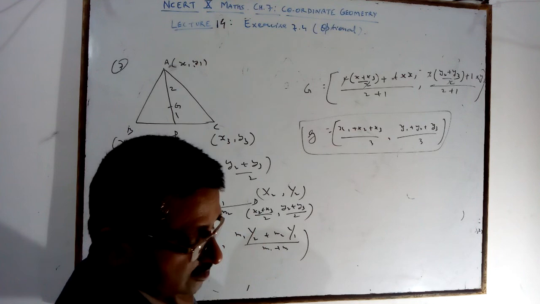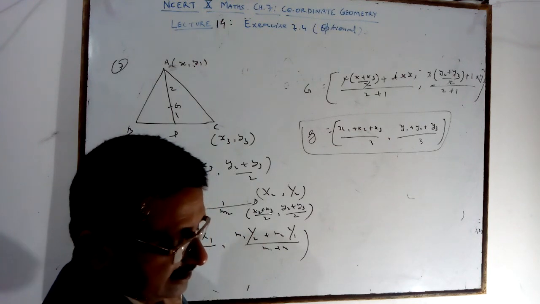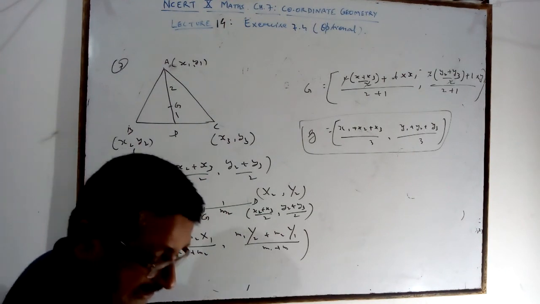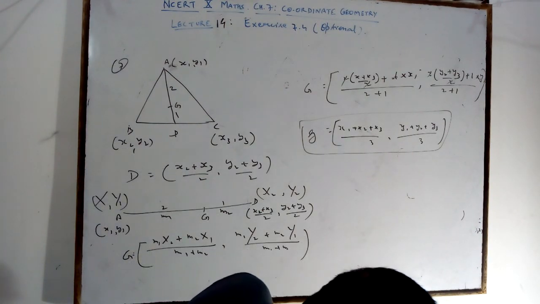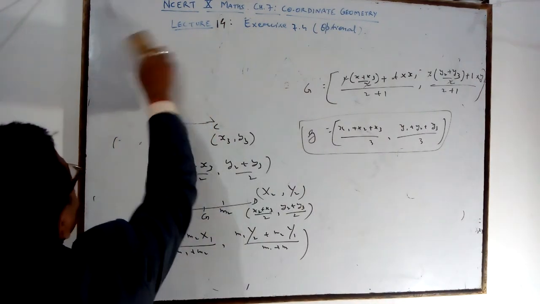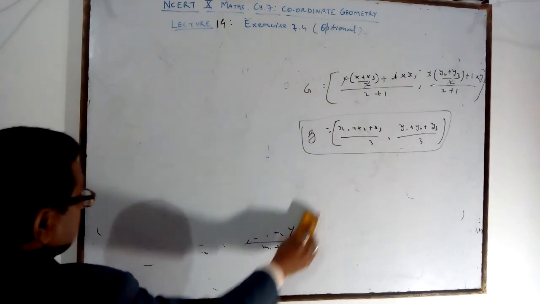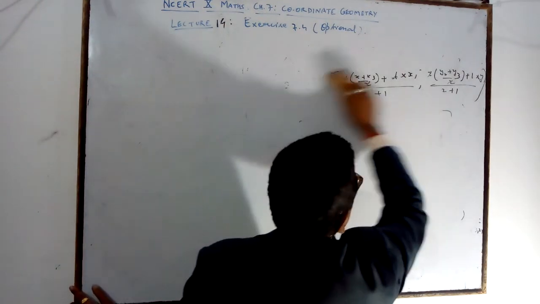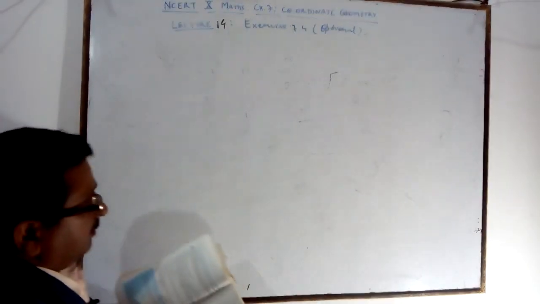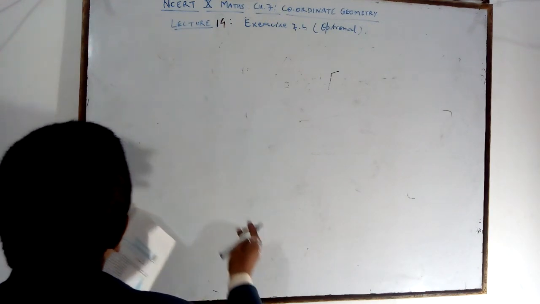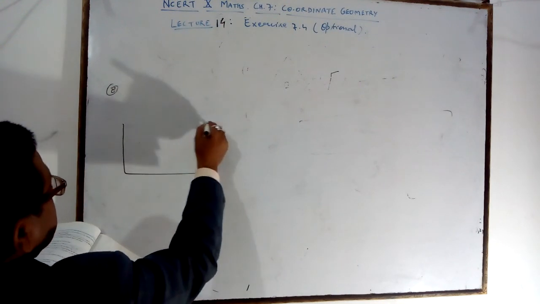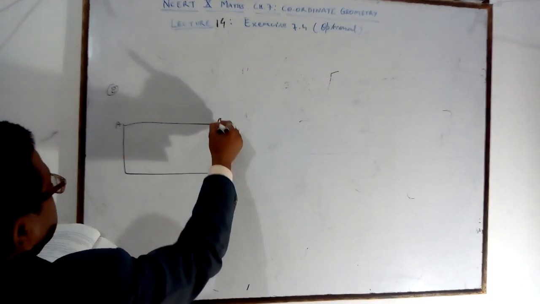Question number 8, the last question, is given. ABCD is a rectangle in which the coordinates of A, B, C and D are given. What you want to find out, we'll see. Question number 8 is the last question of the chapter as well as of the exercise.